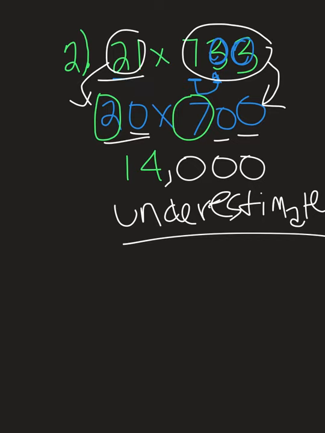20 is smaller than 21. 700 is smaller than, or less than, 733. So those are both under, so they're underestimates. Makes sense, right? Not super important that you know that, but I just want you to understand that because it says it in the book, in case you had questions about that. Let's do number 3, which is 43 times 108.